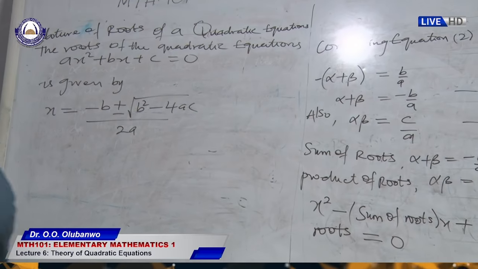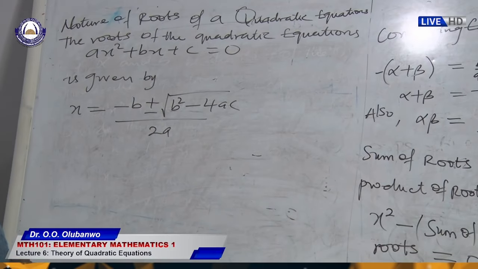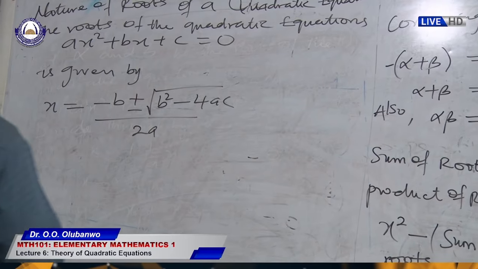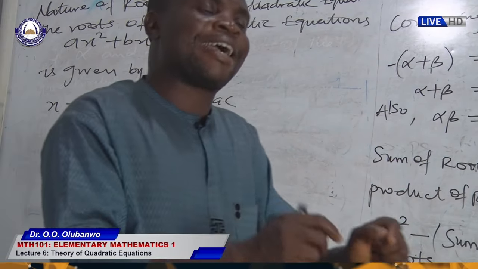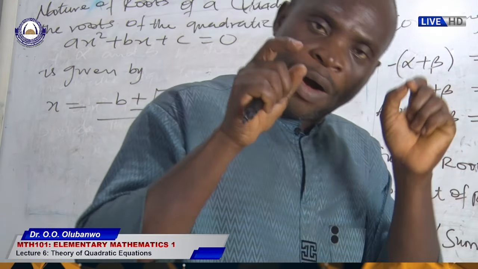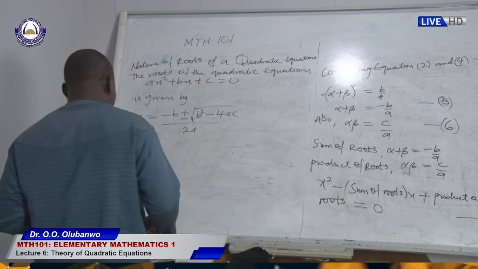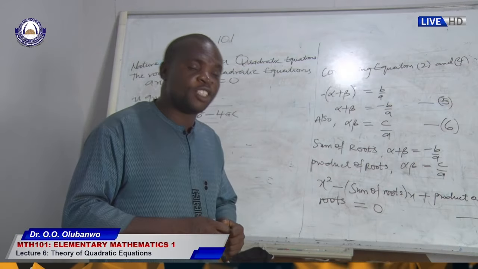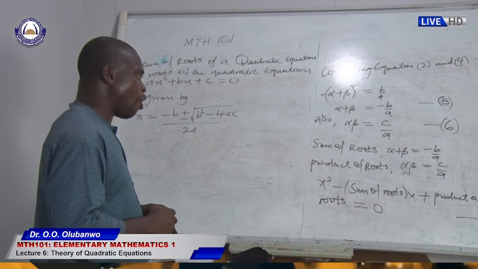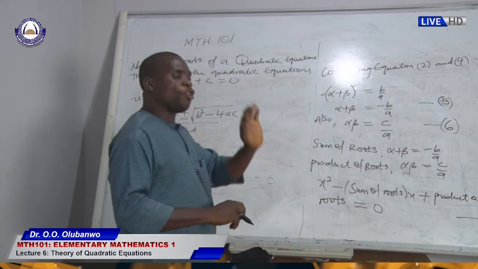Now, the value of the discriminant will state categorically how the solution will look like. We all know that the discriminant is D, which is b squared minus 4ac. I will categorize this into 4 cases.